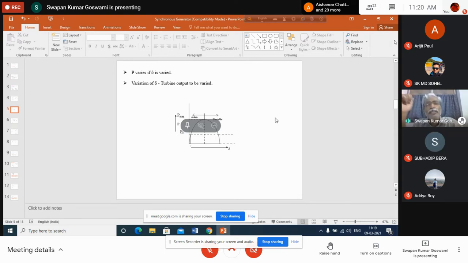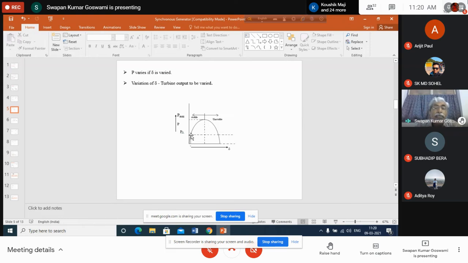And how the speed of the generator will change, you see here. This point is the output power P0, and assuming that this is the input power line, this is the input power, this is the output power. There is a difference between input power and output power. So what will happen? Obviously, this additional input given to the generator will cause the generator rotor to speed up. The generator speed will increase.